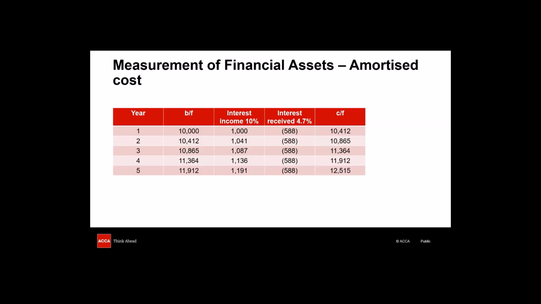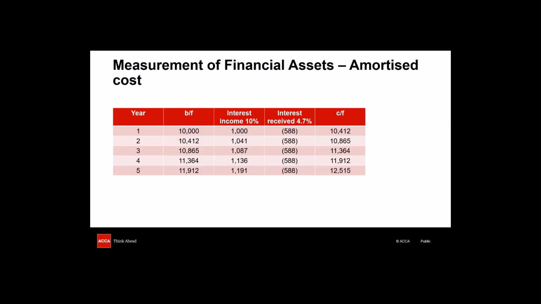Then we move towards the interest received, which is 4.7% of the 12.5 million par value, that is 588. That's going to remain constant over 5 years. We have the opening balance. To it, we add the interest income, subtract the interest received, and the balancing figure is our carry down balance. This carry down balance is going to be the brought forward balance in the next year.